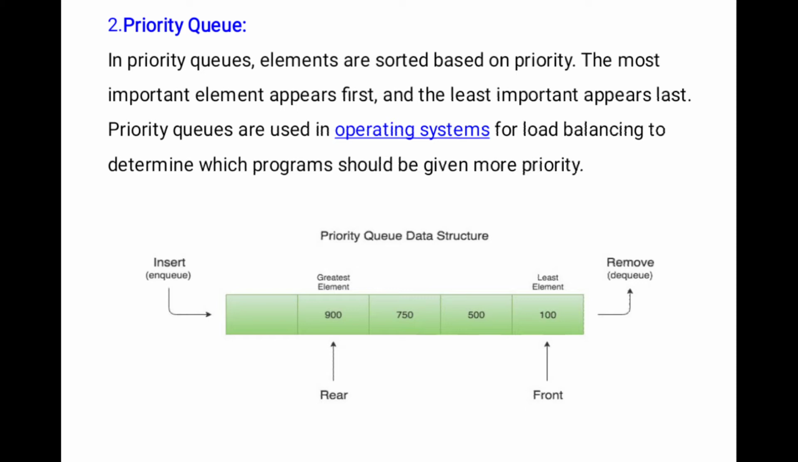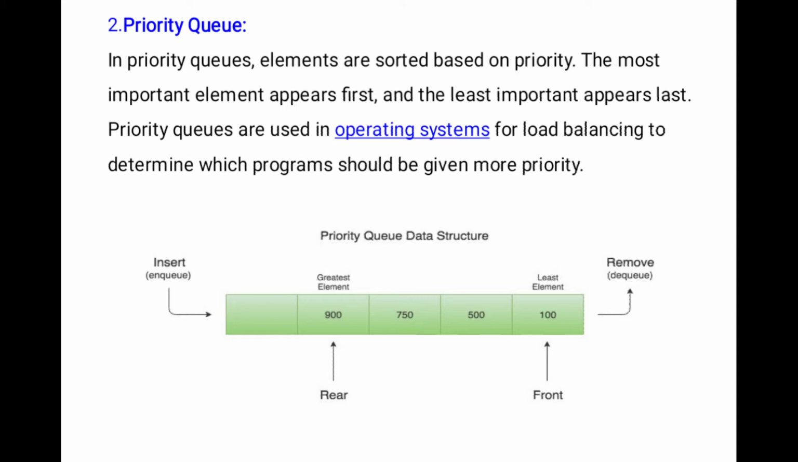So actually, in a priority queue, the elements are arranged in the queue based on priority. Which element has first priority? That element is arranged first. Then after that, each and every element is arranged by priority: which element has the first priority, second priority, third priority, and so on.